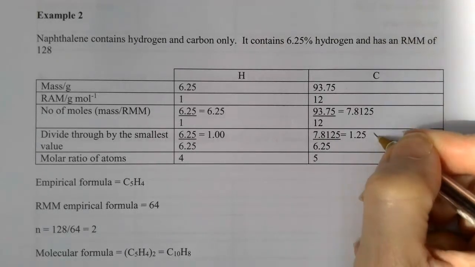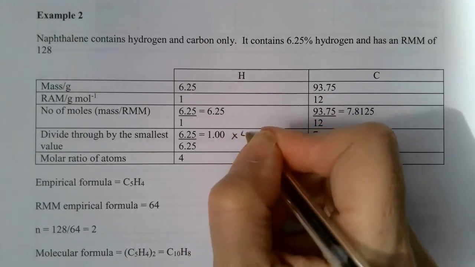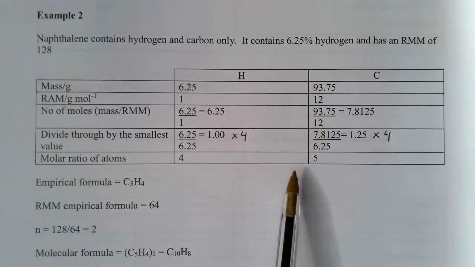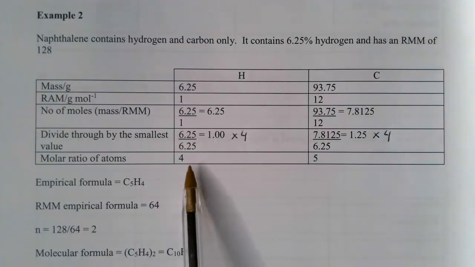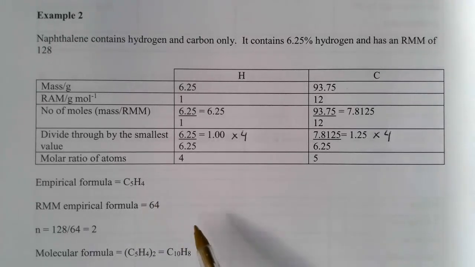So in this case, I'm going to times it by 4, and therefore I have to times this by 4 to get the simplest whole number ratio. So this would be a 4 to 5 ratio. So the empirical formula is C5H4. The RMM of C5H4 is 64.